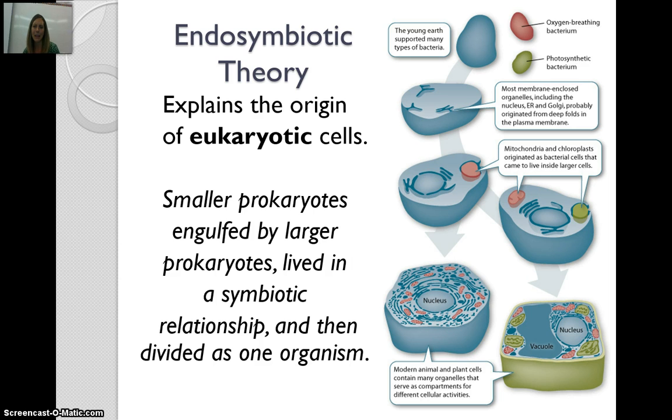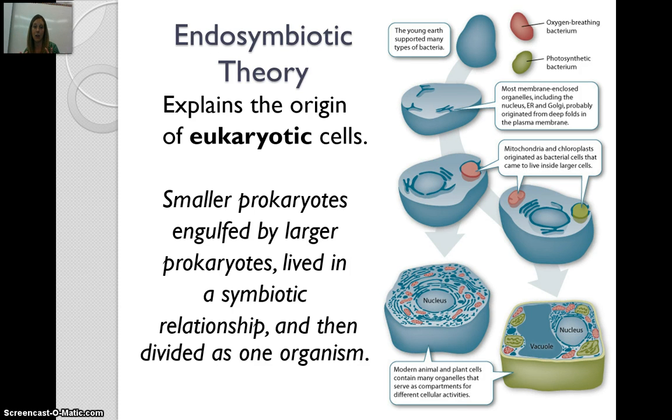Now, how did that happen? How did we go from having all prokaryotic cells to the development of the very first eukaryotic cells? Well, we have a theory that explains that. It's called the Endosymbiotic Theory. And this explains the origin of eukaryotic cells, where eukaryotic cells came from. So the idea says that at one time, all we had were prokaryotic cells. We had big ones, we had little ones, we had medium-sized ones.